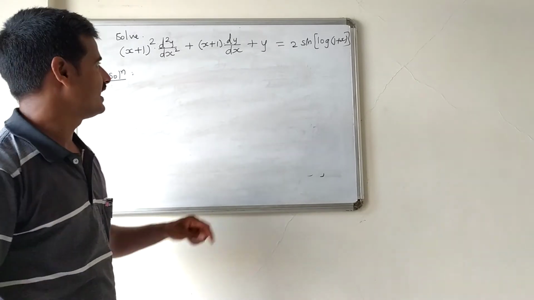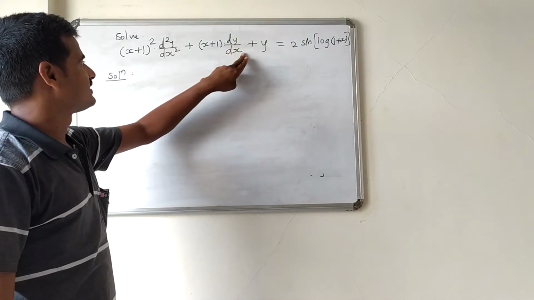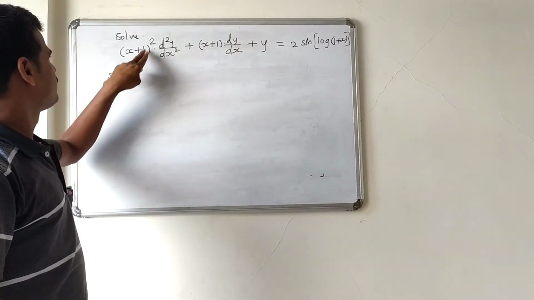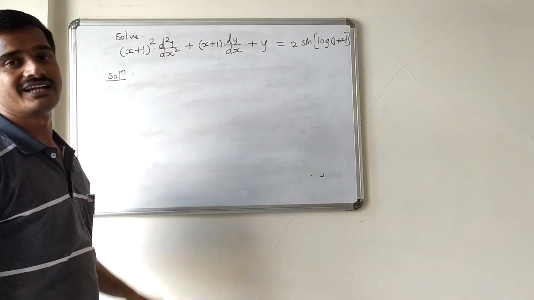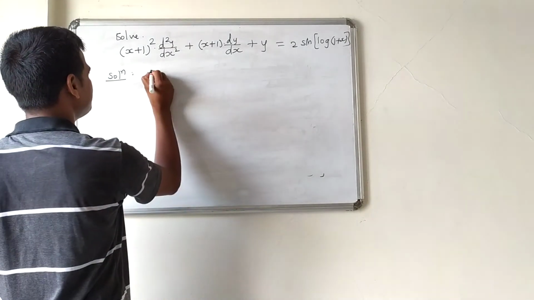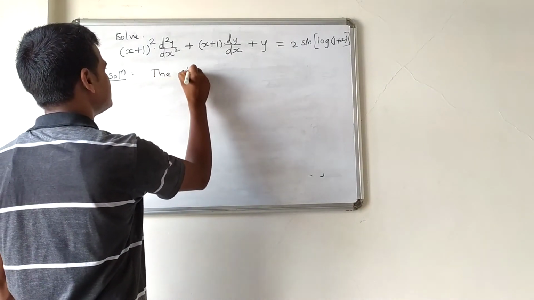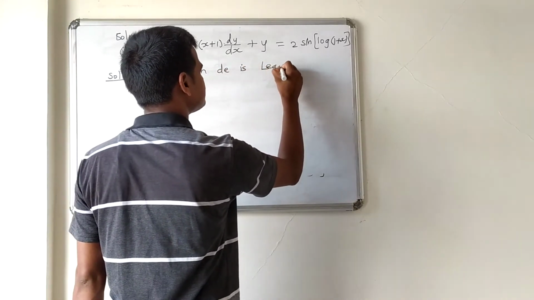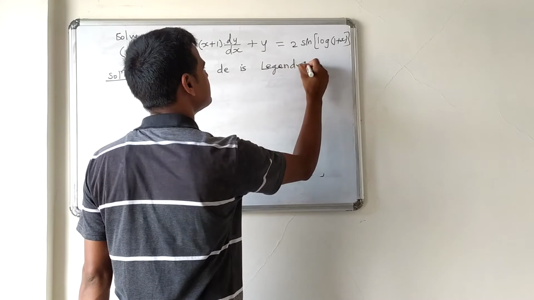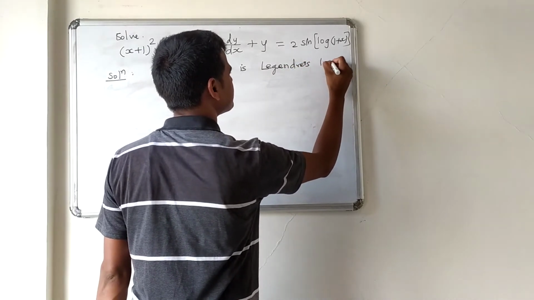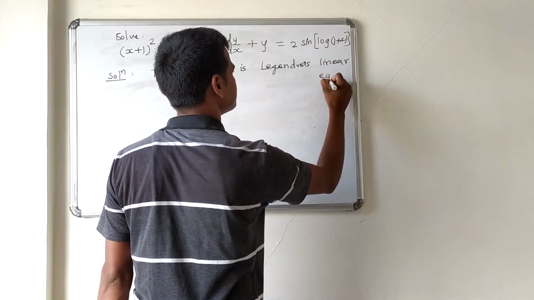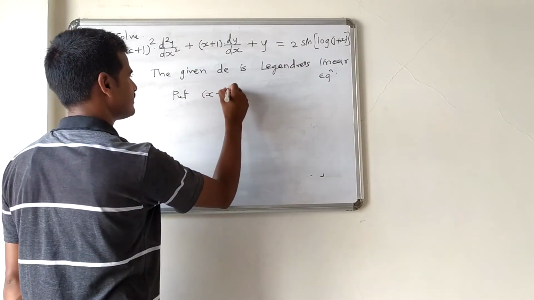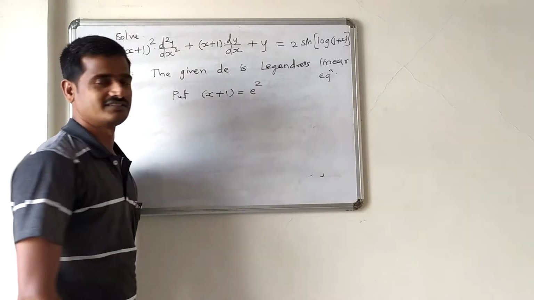Okay, how to identify? So (x plus 1) is attached with dy by dx, and (x plus 1) whole square is attached with d square y by dx square. It means the given differential equation is Legendre's linear differential equation. So put x plus 1 is equal to e to the power z.